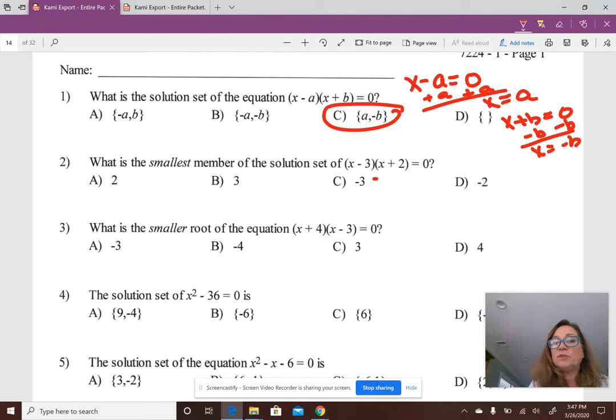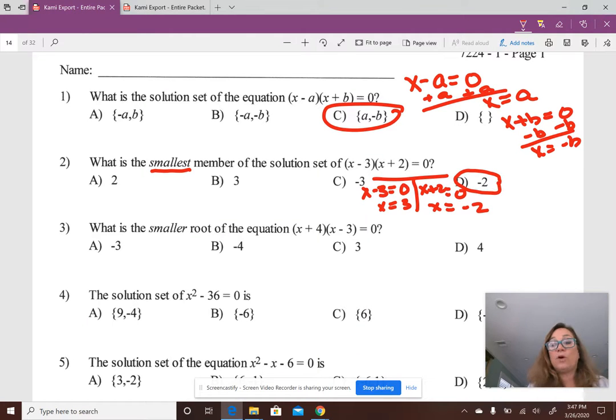Okay, same thing for this question. You set the factors equal to 0, so x minus 3 equals 0, x plus 2 equals 0. So this would give me x equals 3, and this would give me x equals negative 2. They want the smallest one. Any negative number is always smaller than a positive number.